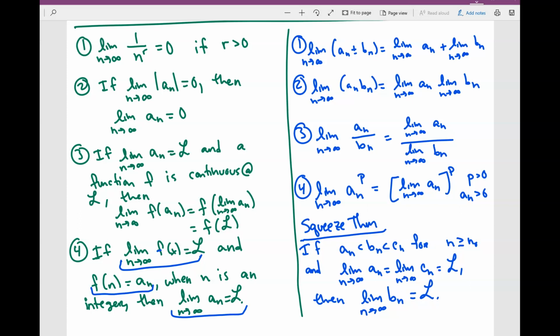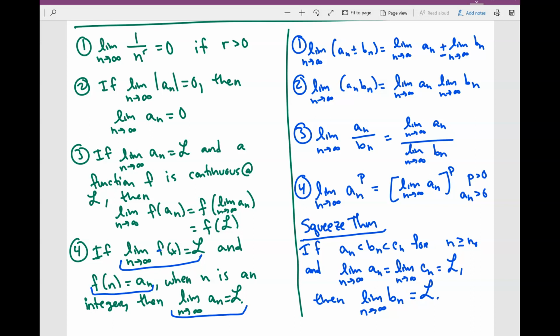Okay, and then in blue over here, we just have some limit properties. With sequences, if you take the limit of the sum or difference of two sequences, it's just the limit of each sequence individually. That should be a minus right there. The limit of the product of two sequences is just the product of the limits individually. The limit of the quotient of two sequences is just going to be the division between the limits of each respective sequence. If I have the limit of a sub n to some power, I can just take the limit of the inside and put the power on the outside, as long as the power itself is greater than 0 and a sub n is greater than 0 as well.